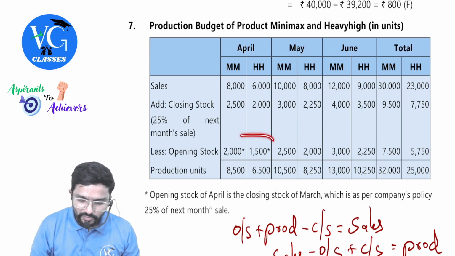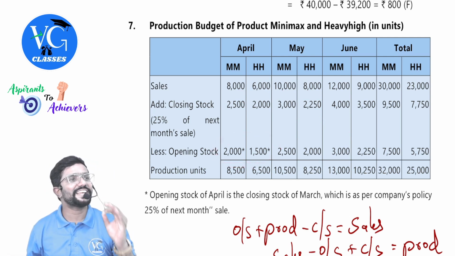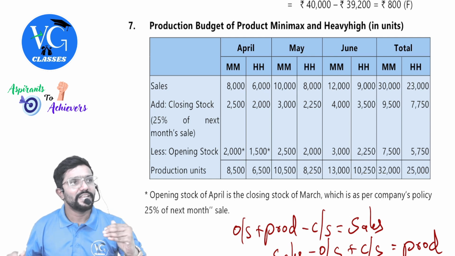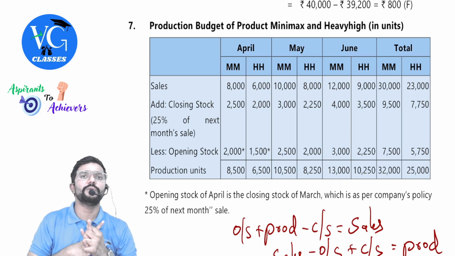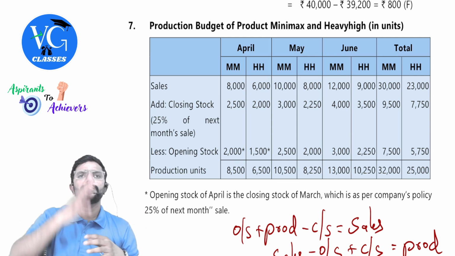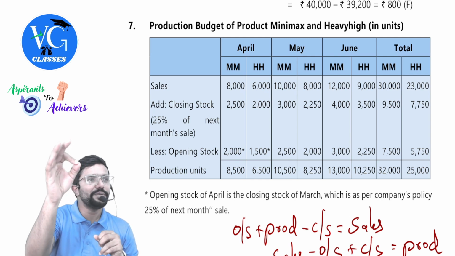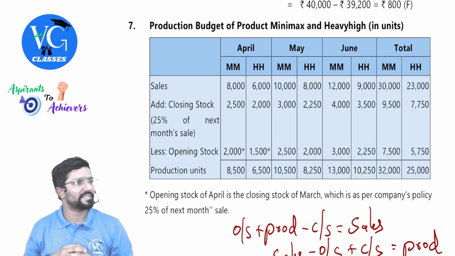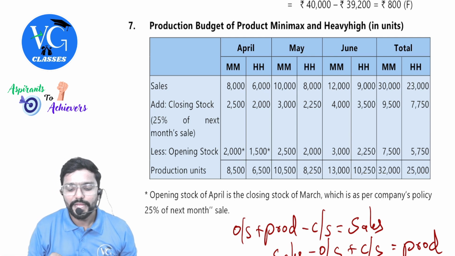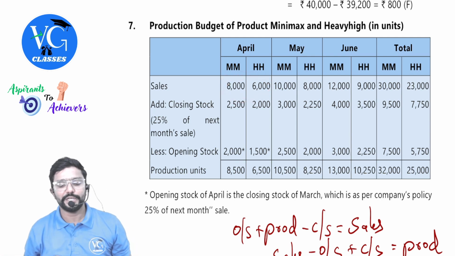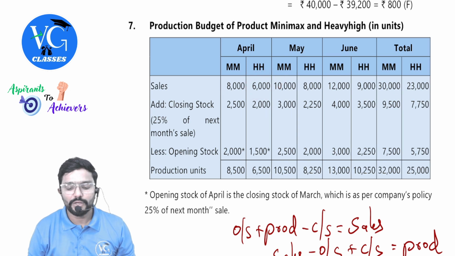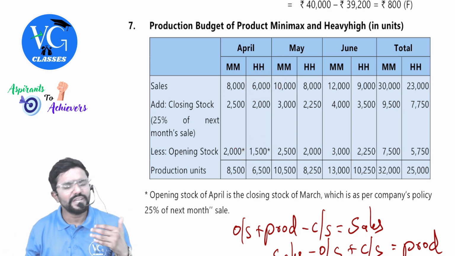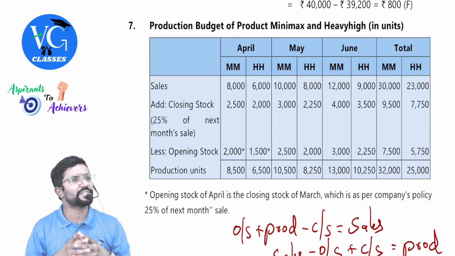Sir, first month, what about it? Guys, listen here. This is the key here. Now for March, how much closing stock would they have maintained? April sales into 25%. Correct? So, April sales into 25% you take. 8,000 into 25%, 2,000. 6,000 into 25%, 1,500. Sir, that was closing stock for March, no, sir? Yes.